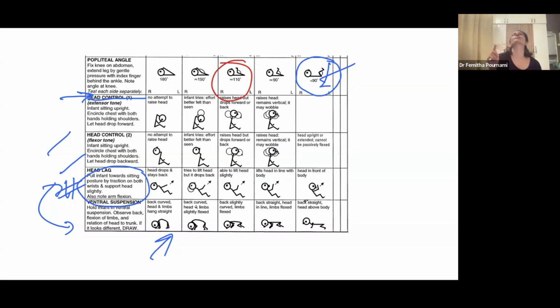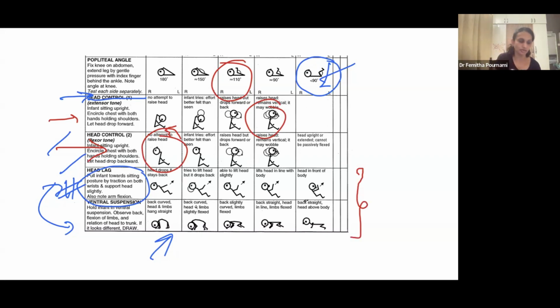But at the same time, if he's completely like this and he's not able to come forward, either it means that he's a highly floppy baby, or it means that your extensor neck tone is much higher than your flexor neck tone, correct? Which is not desirable. So if your head control flexor is this, but your head control extensor is very, very high here, not good. The reverse is all right. The reverse is actually okay.